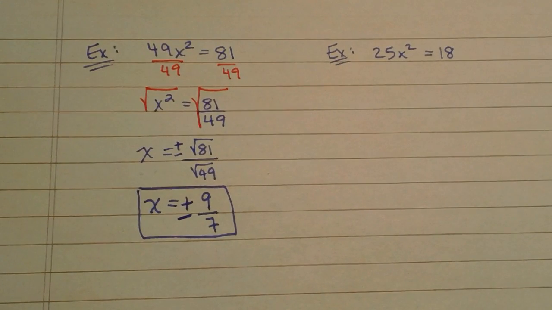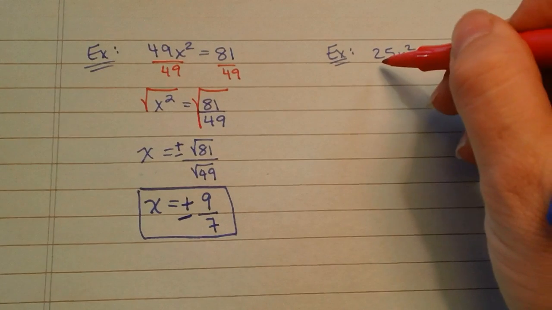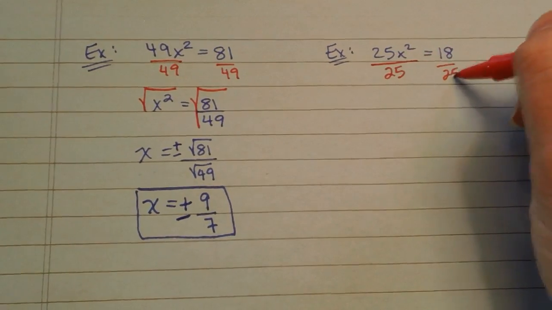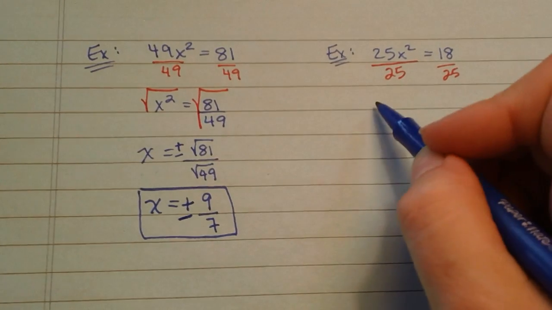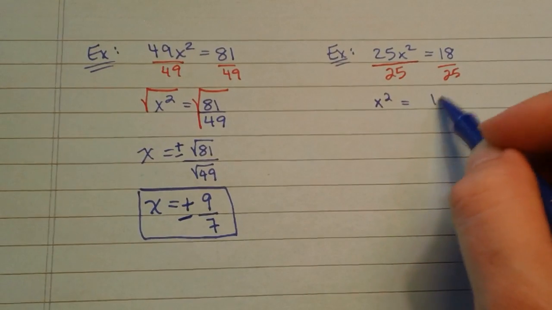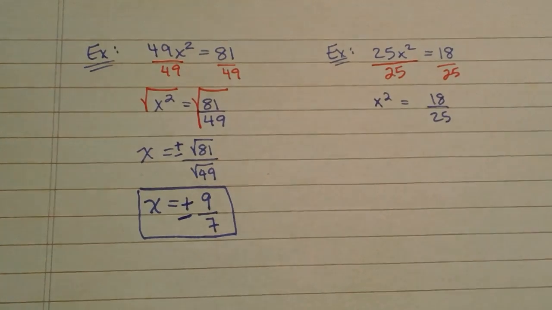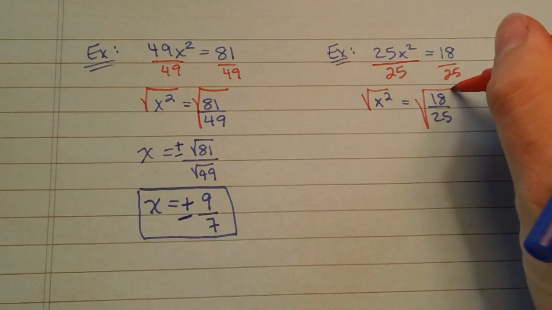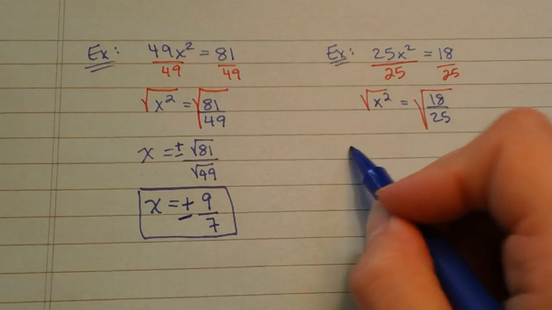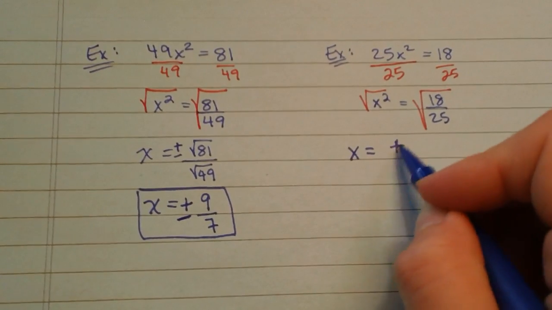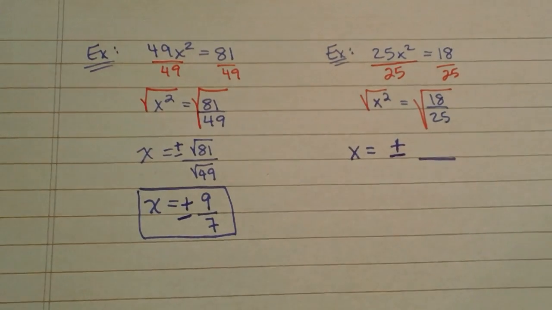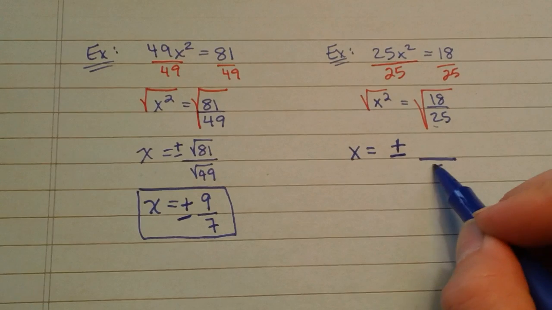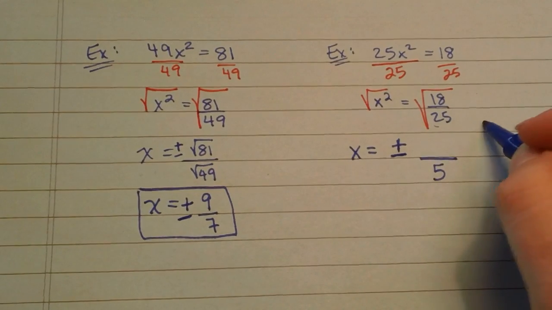Well, let's see how the problem is different when one of our terms is not a perfect square. So we'll still divide both sides by 25. We get x squared equals 18 over 25. Now when we take the square root of both sides, we get x equals, we've got to remember our plus minus. Now if we split the numerator and denominator again, we can see the denominator is nice, it comes out to be 5, but the 18 does not.